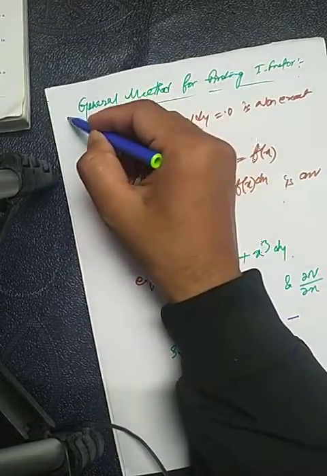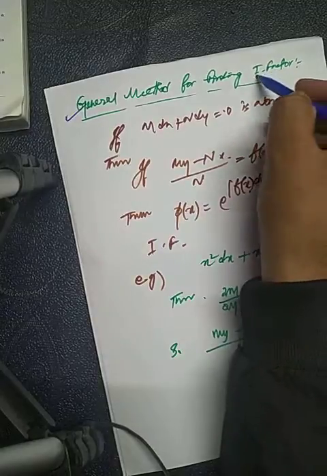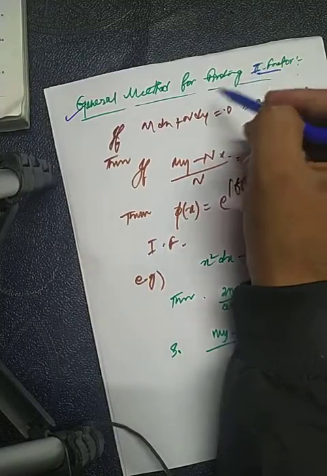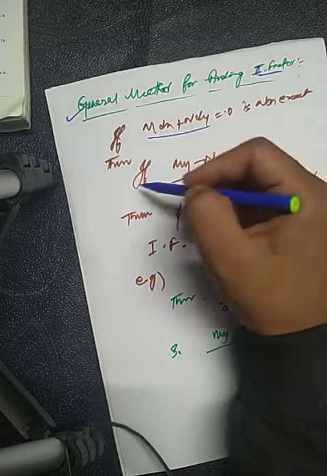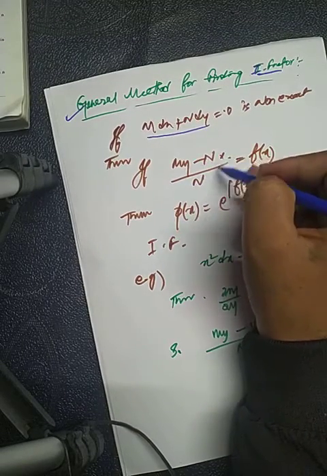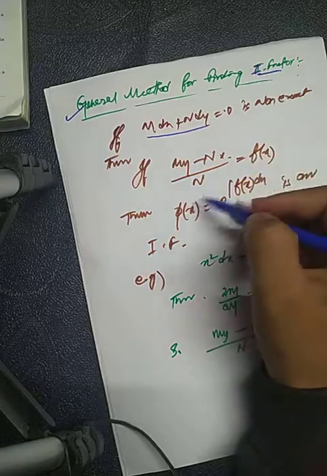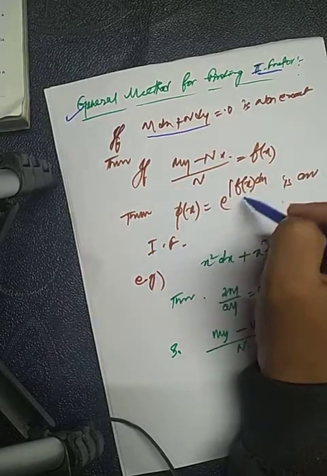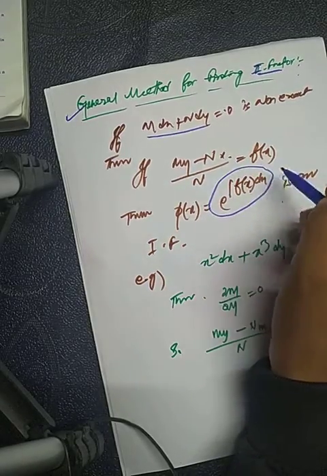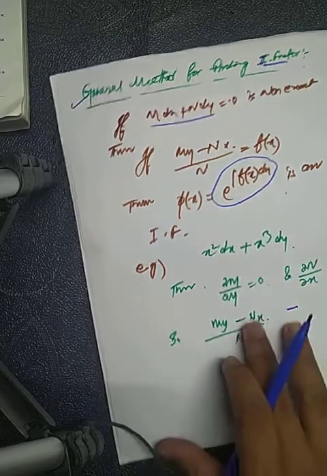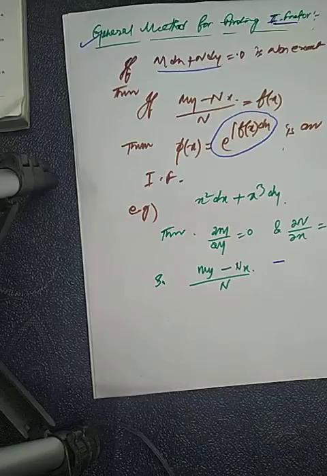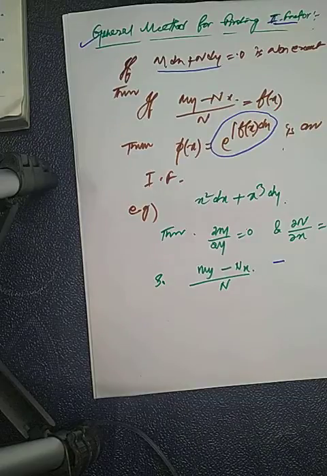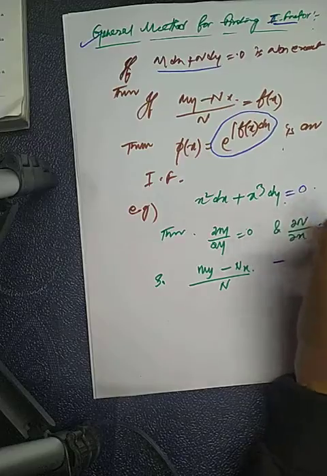So we'll learn about a general method for finding an integrating factor. What is important is: if M dx + N dy = 0 is non-exact, and if (∂M/∂y − ∂N/∂x) divided by N is equal to a function of x, then e to the power integration of that function is an integrating factor. For example, x³ dx + x² dx + x³ dy = 0. So this is a differential equation.